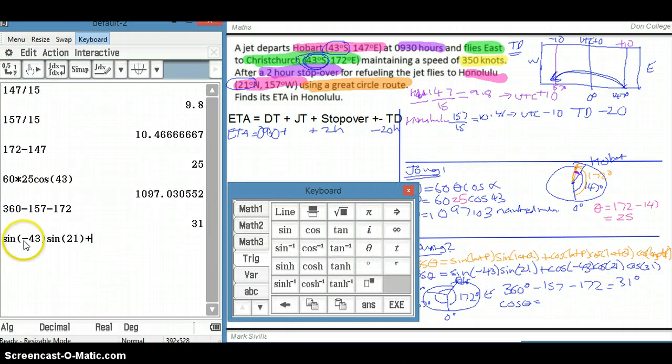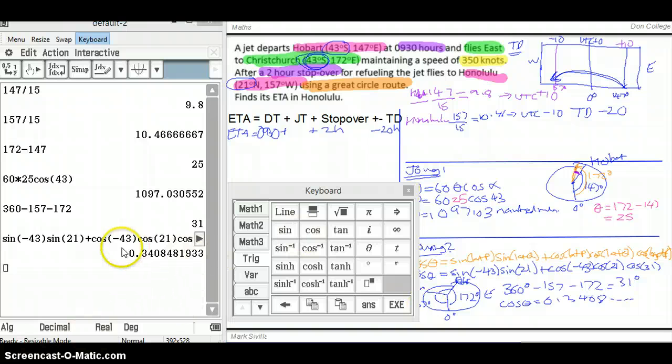Just start putting that in, sine minus 43 times sine 21 plus cosine of minus 43, cosine of 21, and then it's multiplied by cosine of the long difference, which is 31. And that gives us 0.3408. Now that's good for cos theta.